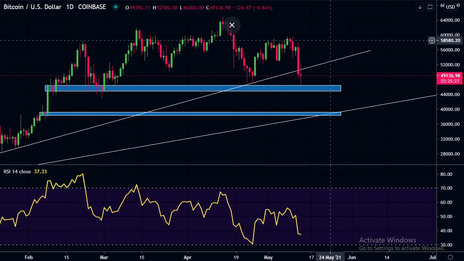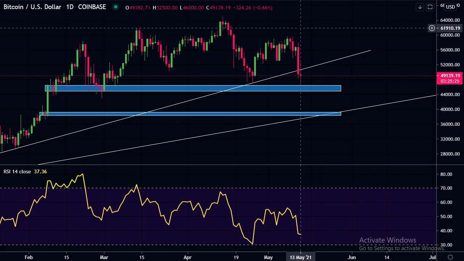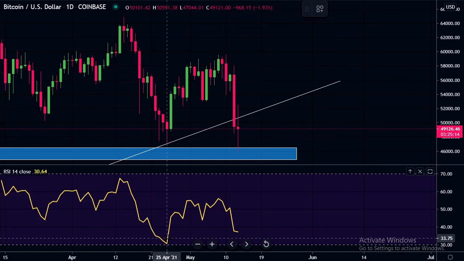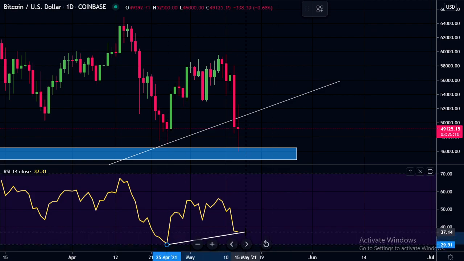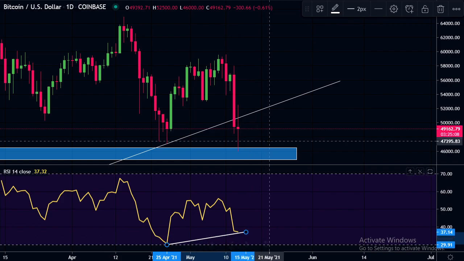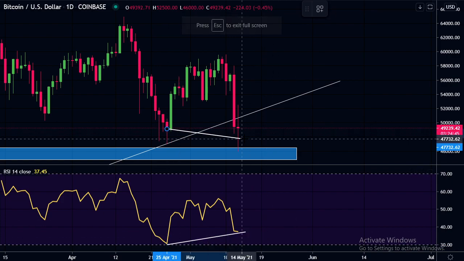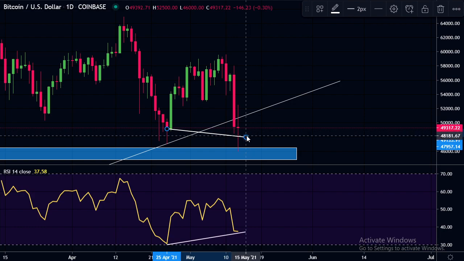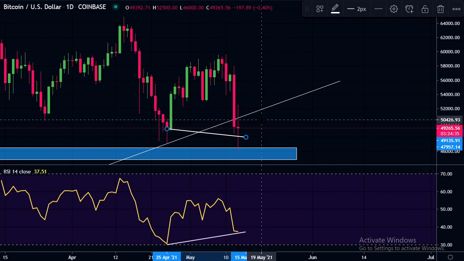So do we have any divergences on the chart at the moment? Well, we might be forming one here on the daily, but we will have to wait to see how it plays out. We might have higher lows here on the daily and form lower lows on the price action. That might take a couple of days to play out, and that would be very bullish if we do get this bullish divergence on the daily.